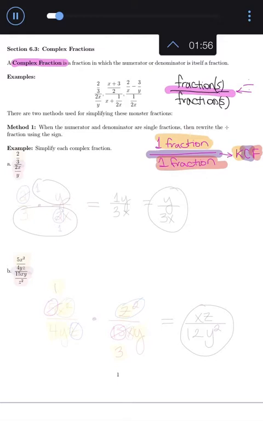Well, notice, if we look at the first example, A, and we look at the division here of the two fractions, we've got one fraction on top divided by one fraction on the bottom. So we can go ahead and just do keep, change, flip. We'll keep the first fraction, 2/3. We'll change the division to multiplication, and we will flip that second fraction, and it will turn into y over 2x.